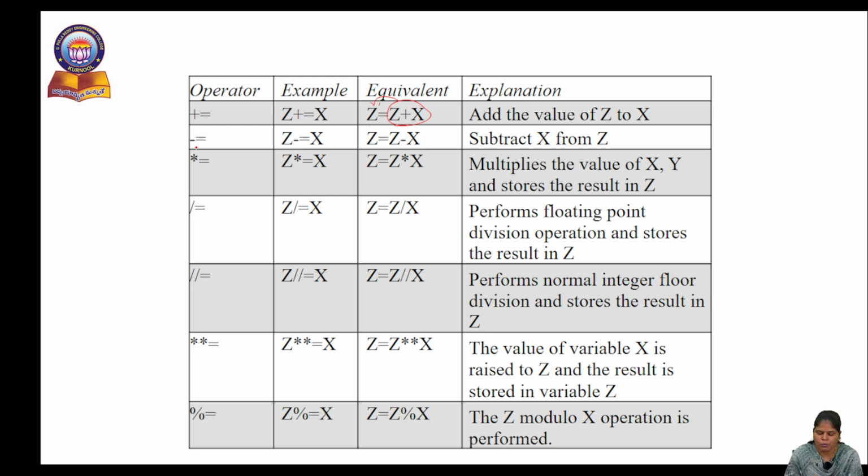Then we have minus equal to, so z minus equal to x. First the z minus x value will be calculated, and that value will again be stored in z only. Division equal to: z by x will be calculated, and the output is again stored in z only. Z floor division equal to x: z floor division x will be calculated and stored in z only.